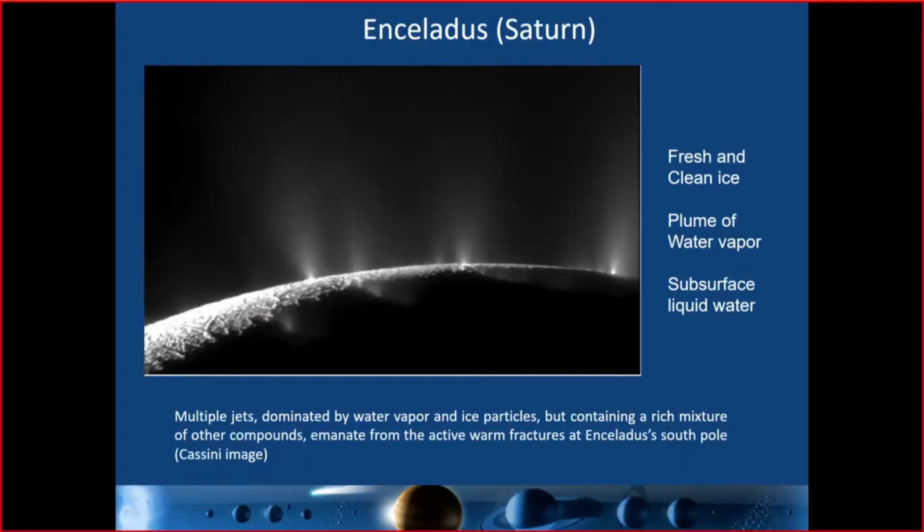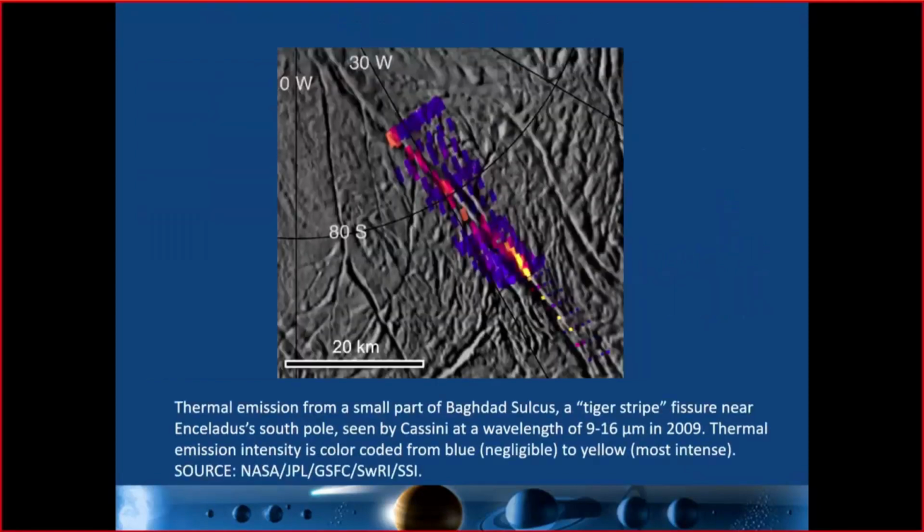Enceladus, as I said, Saturn's moon, also shows multiple jets dominated by water vapor and ice particles containing a rich mixture of other compounds, fresh and clean ice, and the possibility of subsurface liquid water exists. A thermal emission in a place was also seen from Cassini in the wavelength of 9 to 16 micrometer, which shows that it has some internal energy, which can give support to life.